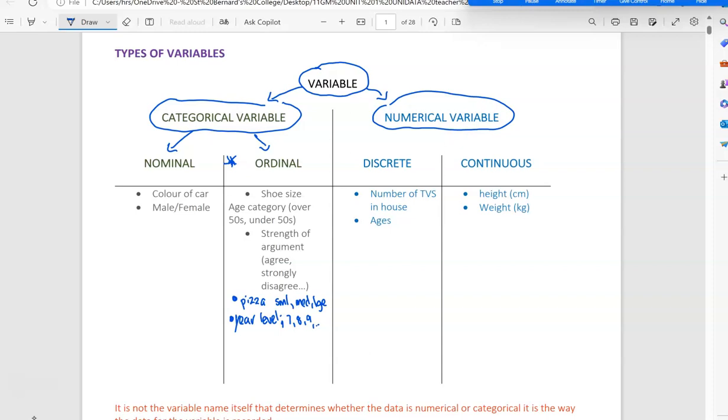The other thing that often comes up in data collecting is gender, whether you're male, female, or whatever. That's another nominal. There's no order to it.